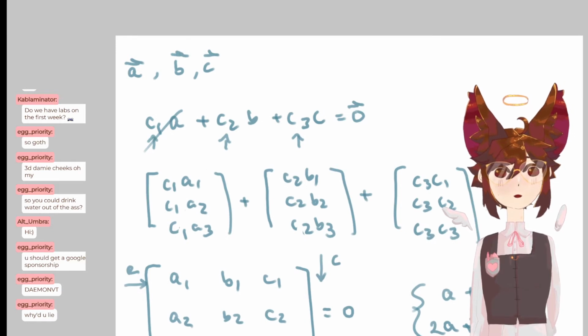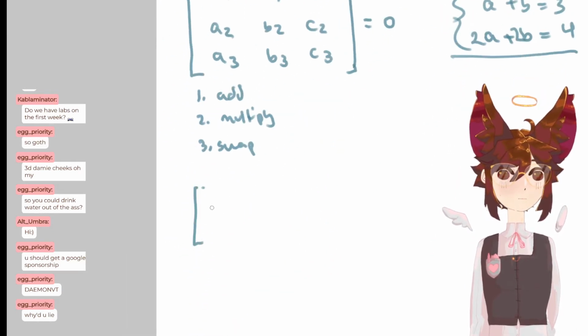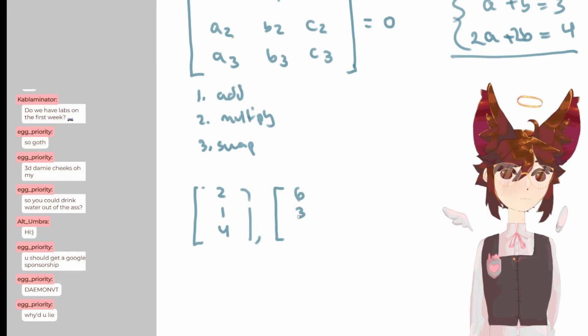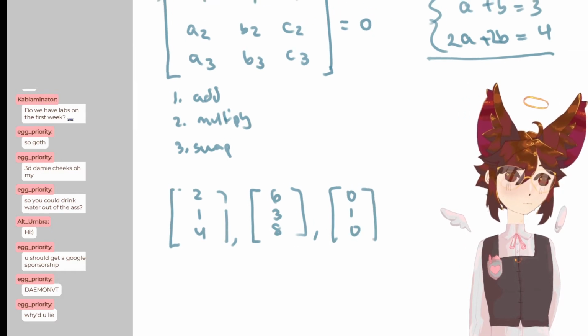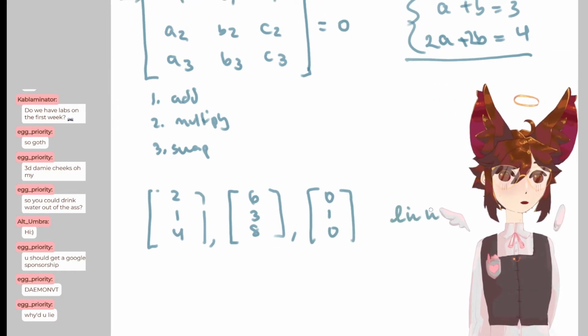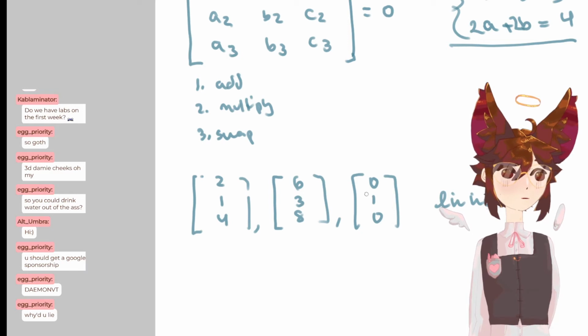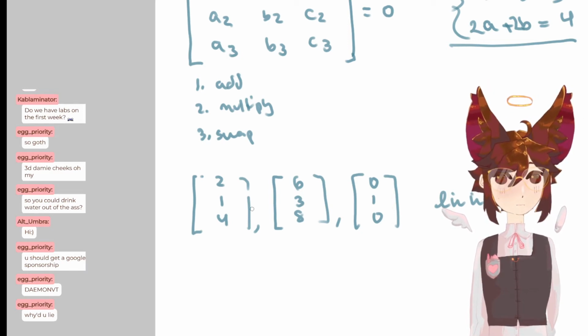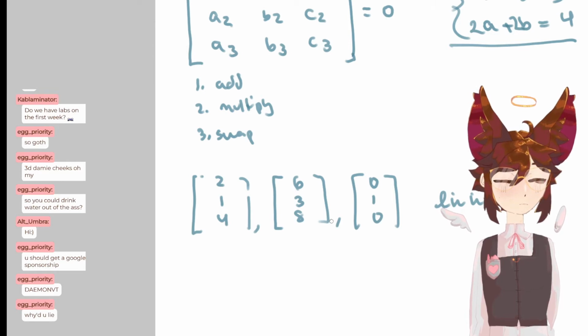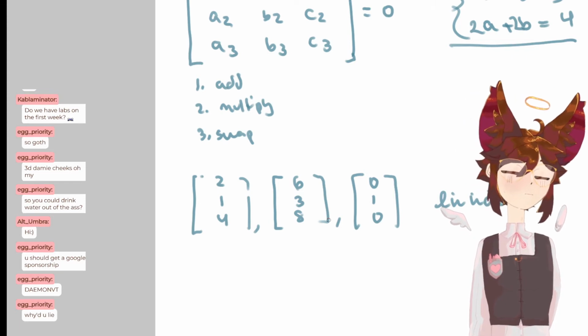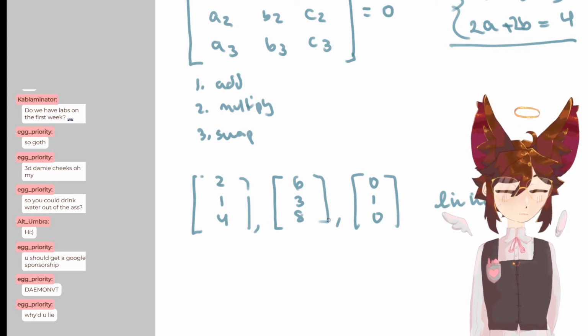So let's actually put some vectors in here. Let's see if the vectors 2, 1, 4, let's say 6, 3, 8, and 0, 1, 0 are linearly independent. So we're trying to make sure that when we add these up, there's no way they can equal 0 except for the constants in front of them equaling 0. That none of these are able to add up to versions of themselves.